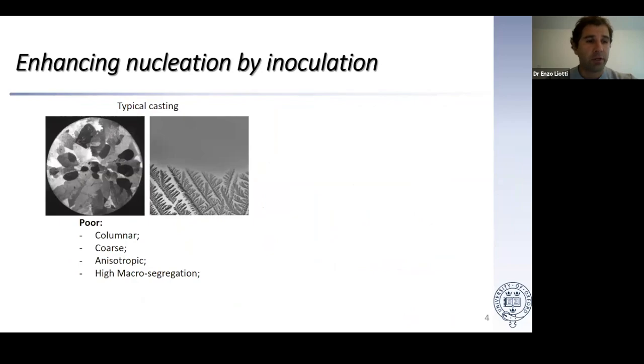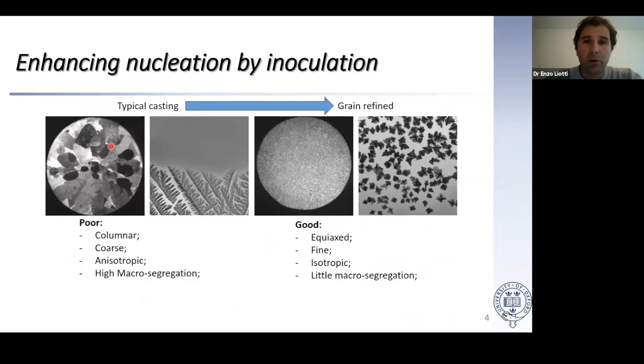In particular, if you look at casting an aluminium alloy, if you try to cast something, probably what you obtain is exactly what you see in the image: a columnar coarse microstructure. That's the typical, let's call it natural, microstructure you obtain when you cast something. But what you would like to obtain is a grain refined microstructure, where equiaxed fine grains form instead of this columnar dendrite. These have many advantages compared to the columnar one: mechanical properties are better, you get fewer defects, and less macrosegregation.